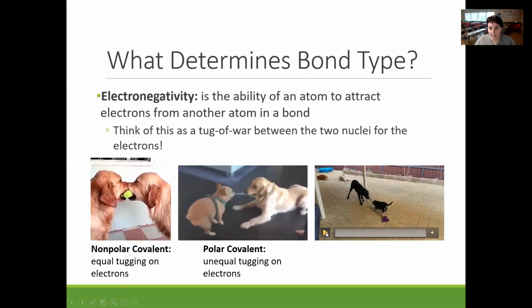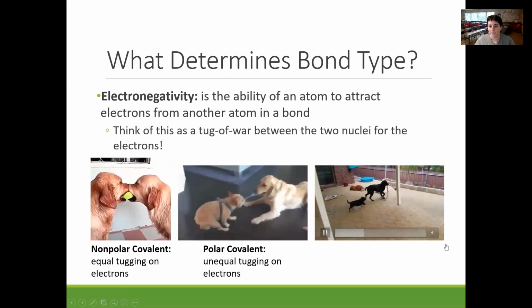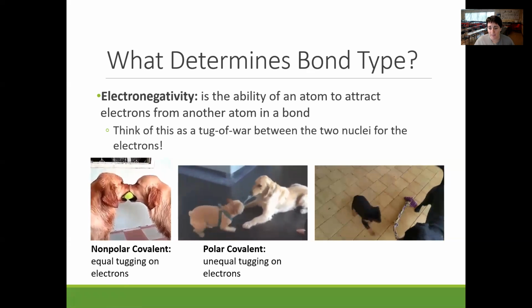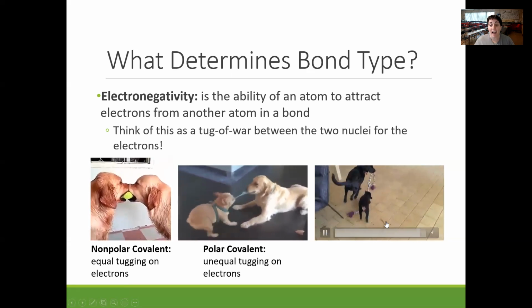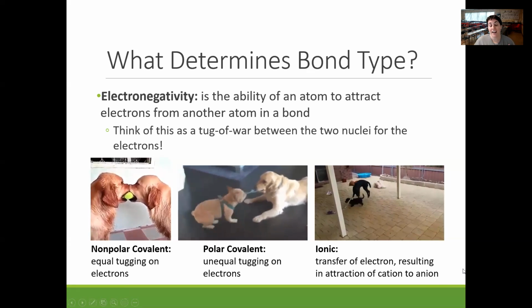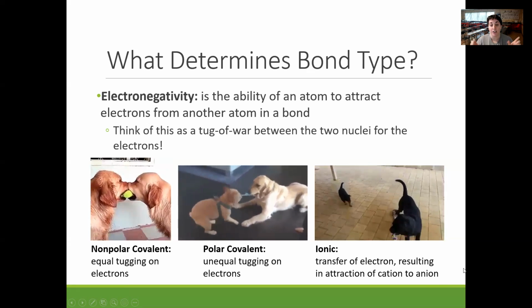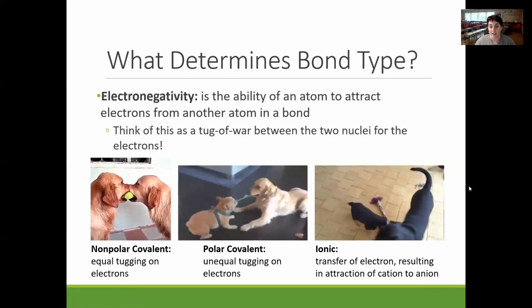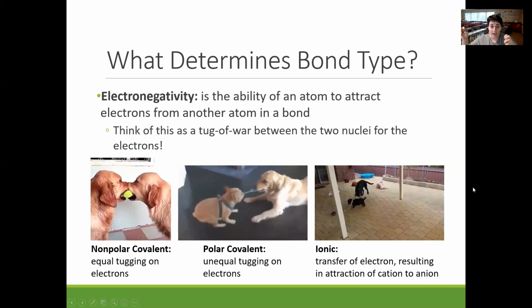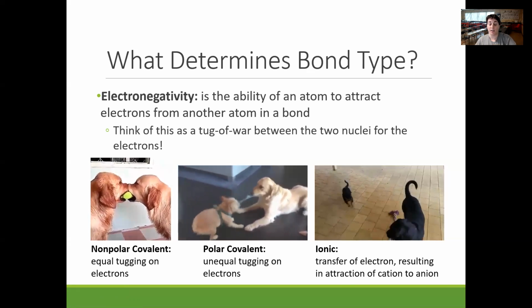And then finally, in this last GIF, we have a big dog and a little puppy. And the big dog rips the toy away from the little puppy, but the little puppy is still attracted to the toy, so he's following the big dog around. That's called an ionic bond. It's the complete transfer of electrons resulting in attraction of a cation to anion. So the key piece here is the big dog rips away the toy, but then the little dog, the puppy, is still attracted to it, so he's still following him around.